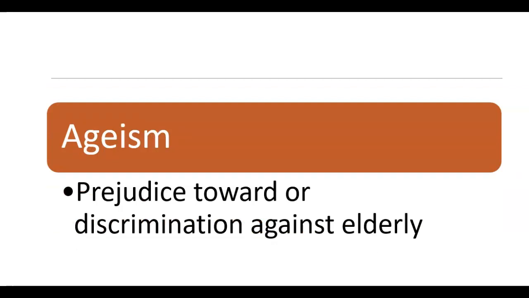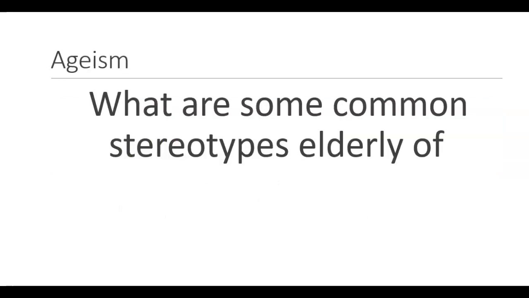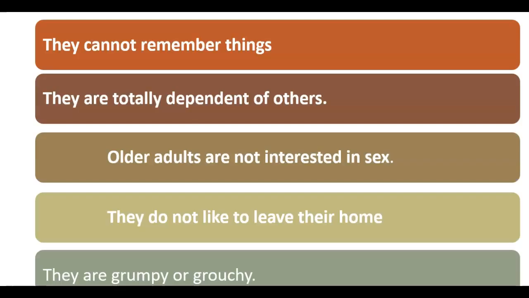Ageism is a prejudice toward or discrimination against the elderly. Here are some common stereotypes of the elderly. Stereotypes means that they are not necessarily true, correct? So: they cannot remember things. They are totally dependent on others. Older adults are not interested in sex. They do not like to leave their home, and they are grumpy or grouchy. Like I said, these are all stereotypes.